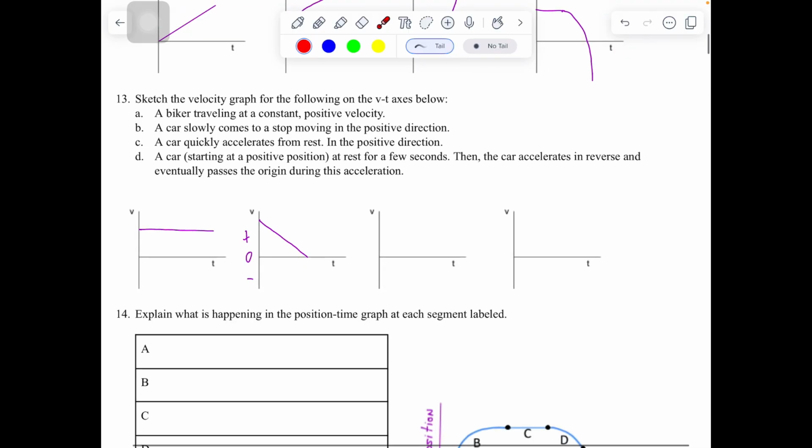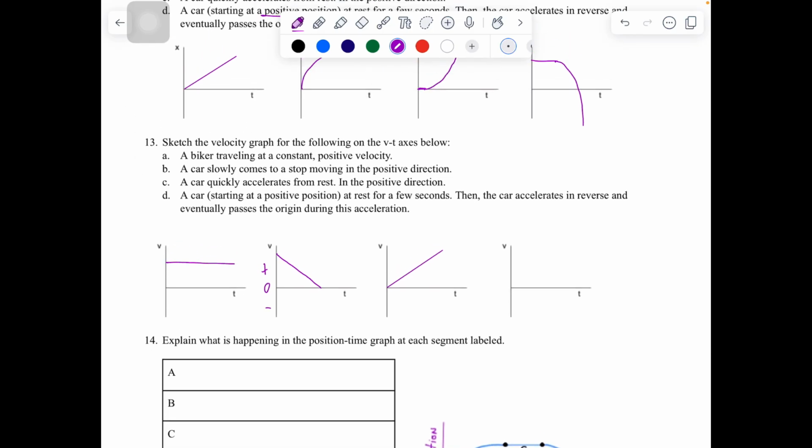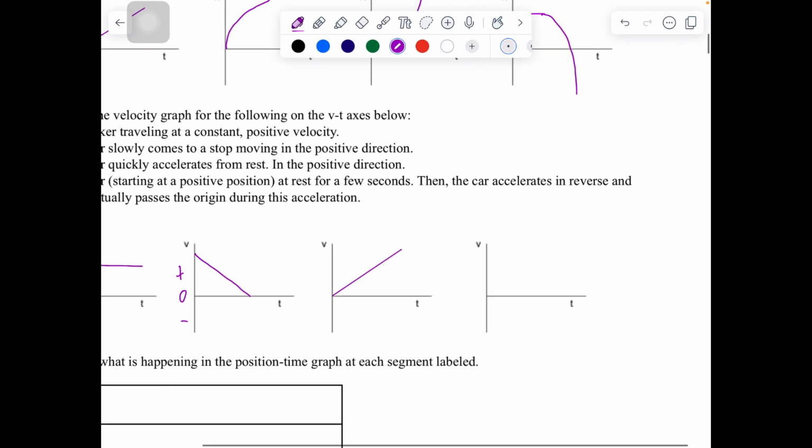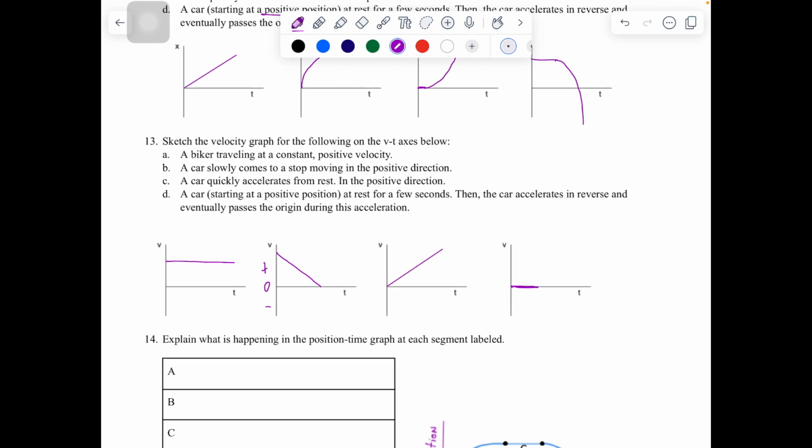C, a car quickly accelerates from rest in the positive direction. Again, acceleration is the slope on a velocity time graph. We're starting from rest, so we should start from our 0 velocity, and we're accelerating in the positive direction, speeding up. A car starting at a positive position at rest for a few seconds, then the car accelerates in reverse and eventually passes the origin during this acceleration. So we start out at rest. That would be right here. And then we say, okay, we're accelerating in the negative direction and eventually pass the origin.